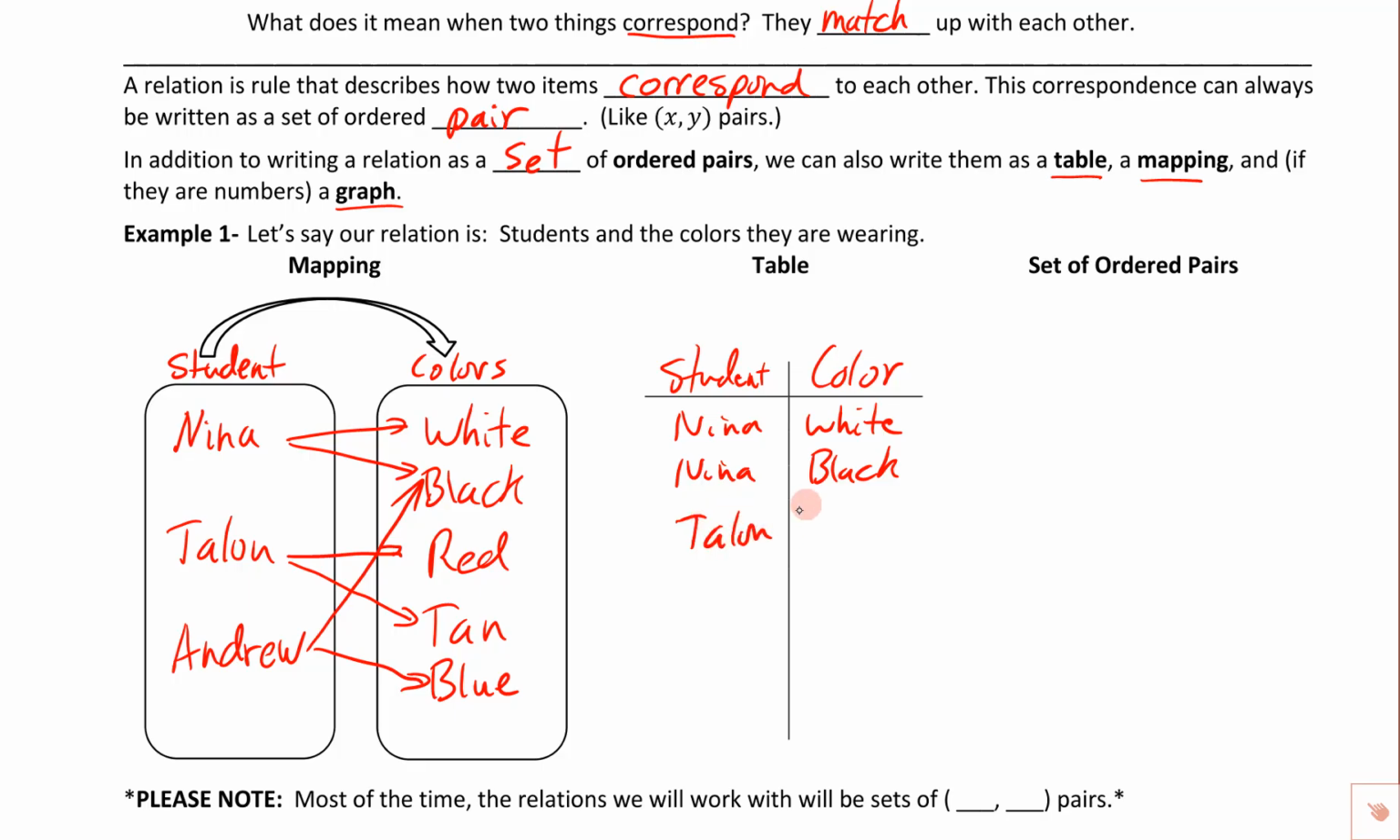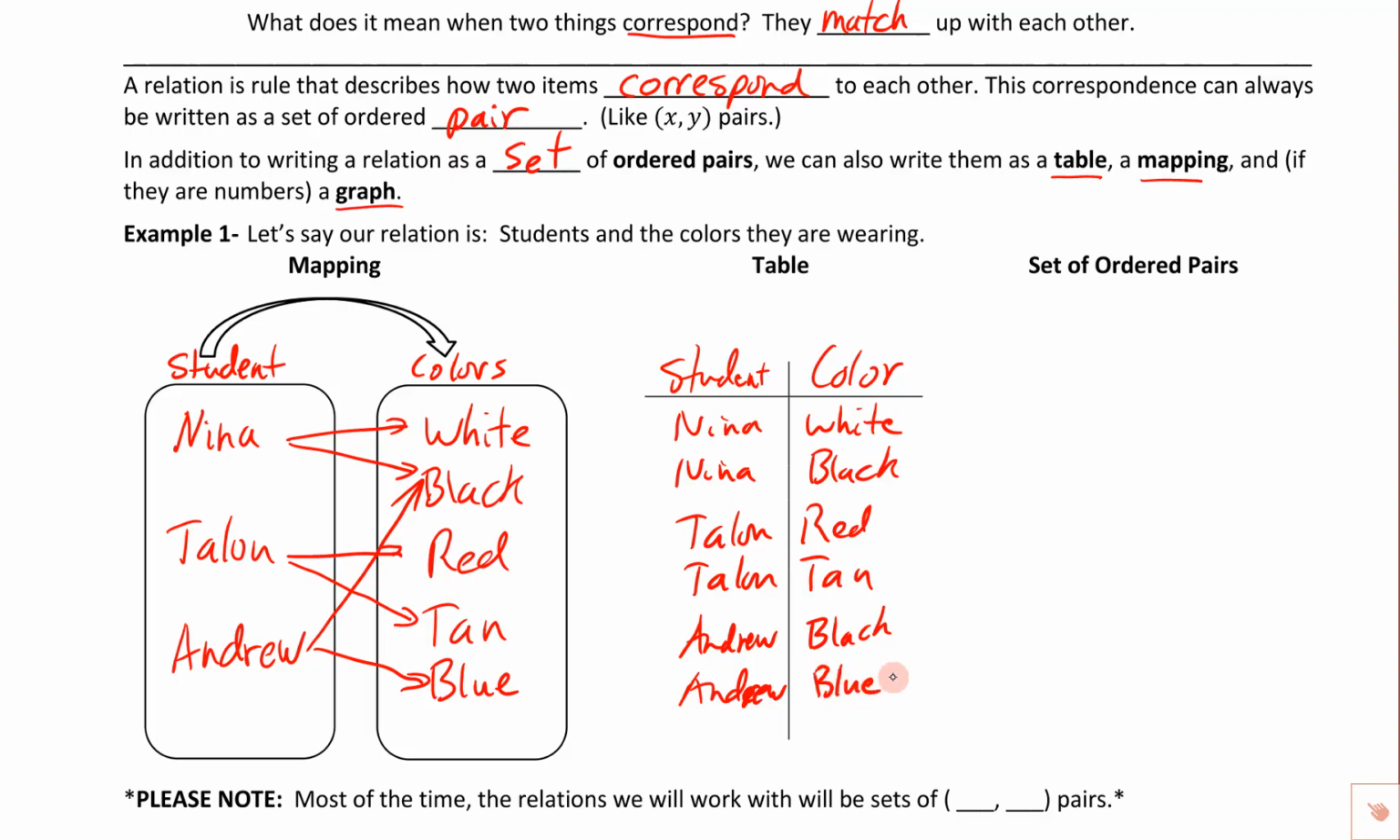And then we've got Talon, he's wearing red. And we've got Talon again, he's wearing tan. And then we've got Andrew. He's wearing, let's see, what was he wearing? He's wearing a black top, and he's wearing blue bottoms, blue pants.